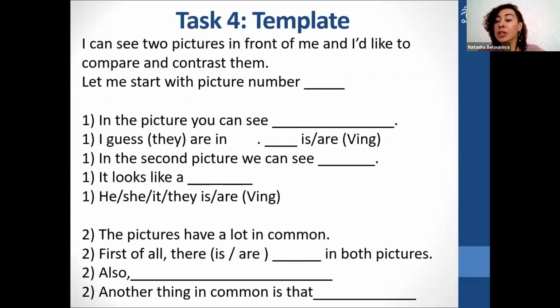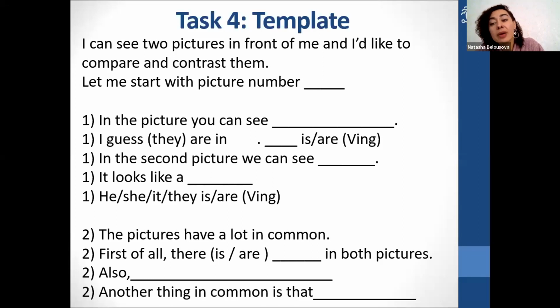If you've got any questions about tasks 3 and 4 in terms of the format, let me know now, okay? Because then we're going to move on to do some activities that might be useful for these tasks. No questions? Okay.